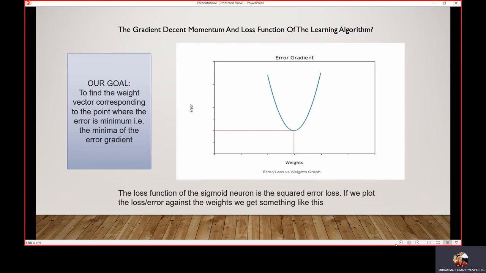The graph displayed is the loss function of the sigmoid neuron, indicating squared error loss. When we plot the loss error against the weight, we get the graph depicted in the slide. So our main goal is to figure out the weight vector corresponding to the point where the error is minimum, for instance, the minima of the error gradient. So that's all for gradient descent.